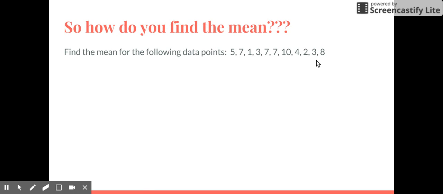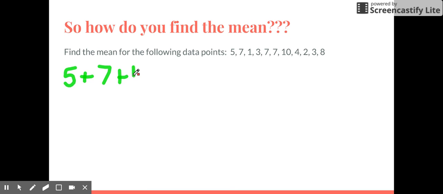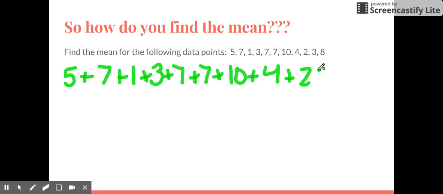So when I'm finding the mean for my set, again, you're just adding up all these numbers. So I'm literally taking 5 plus 7 plus 1 plus 3 plus 7 plus 7 plus 10 plus 4 plus 2 plus 3 plus 8. All right, so I just add all those up. When I add them up, I get 57.